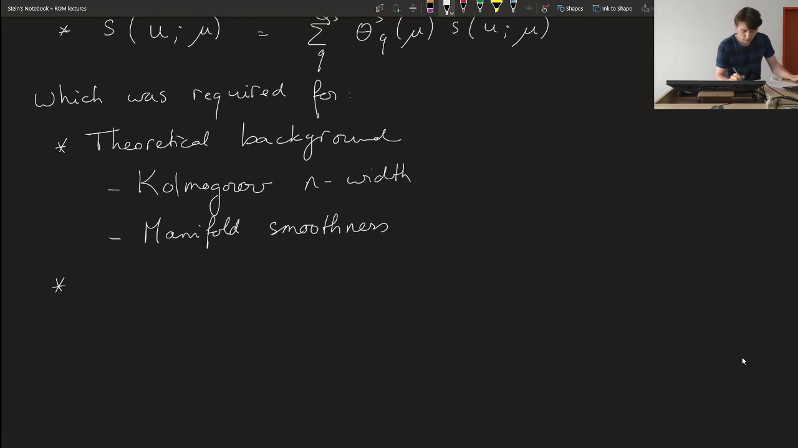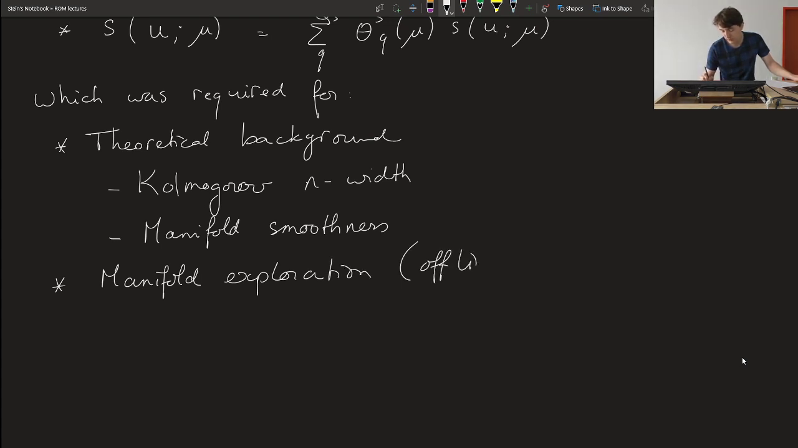Then, during the offline stage, we had this step where we want to explore the solution manifold, so the manifold exploration during the offline stage. So either through POD or with greedy, right? We're scanning our manifold, creating a reduced basis in some sense.